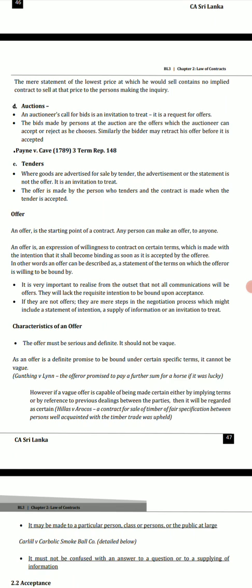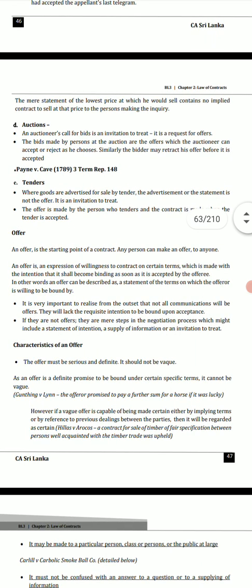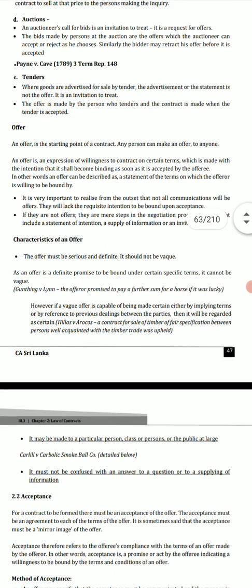An offer is the starting point of a contract. Any person can make an offer to anyone. Like I said before, a simple offer and acceptance is: okay, this is my pen, I'll give you this pen, and I'll have your pen in return. It's very simple. Those are the things we do when we're in school. We trade erasers, pencils, pens, things like that.